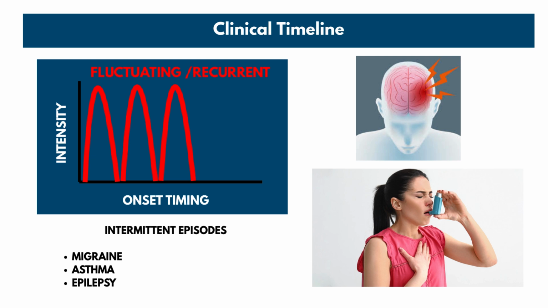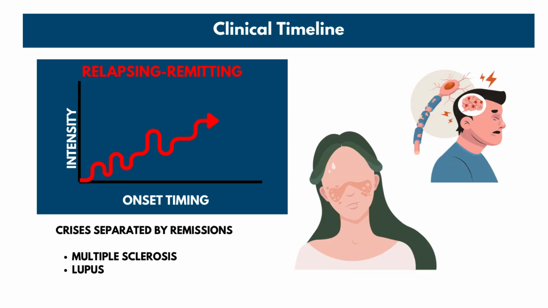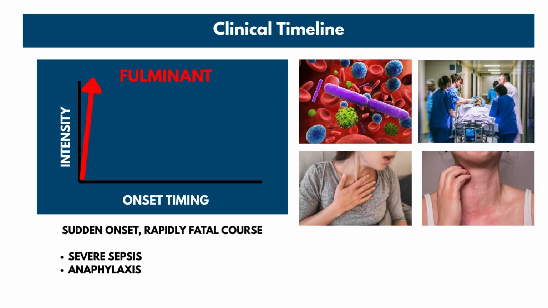Some symptoms follow a fluctuating or recurrent course, as in asthma, migraine, or epilepsy. In other cases, the course is progressive, with constant deterioration, as in chronic kidney failure or Alzheimer's disease. There are also relapsing remitting diseases, such as multiple sclerosis or lupus, which alternate crises with remissions. Finally, some presentations are fulminant, with sudden onset and very rapid outcome, such as severe sepsis or fulminant meningitis. Identifying the temporal pattern helps prioritize diagnostic hypotheses.